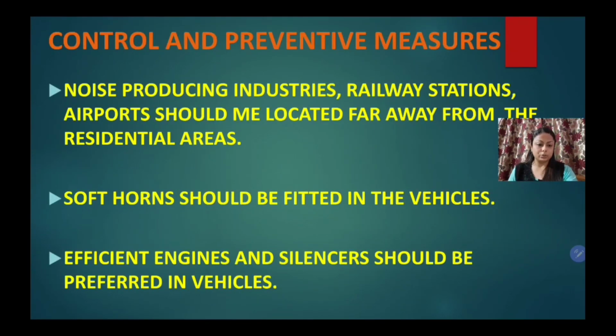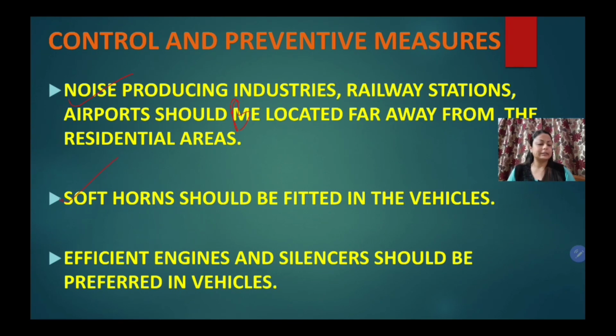How can we control? Let's see the preventive measures. Noise producing industries, railway stations, airports should be located far from the residential areas. It's very important so that whatever noise the factories and industries produce, the people in the residential area will be protected. It will prevent noise pollution.